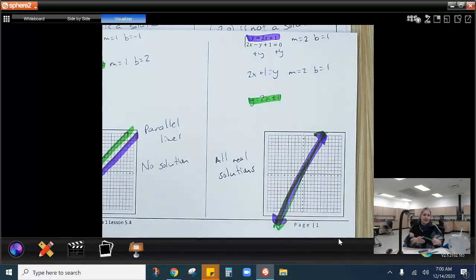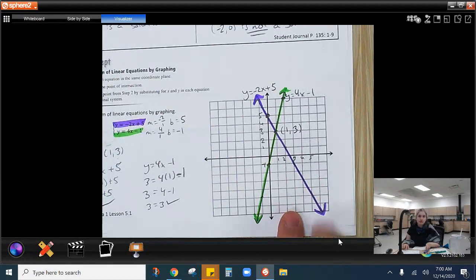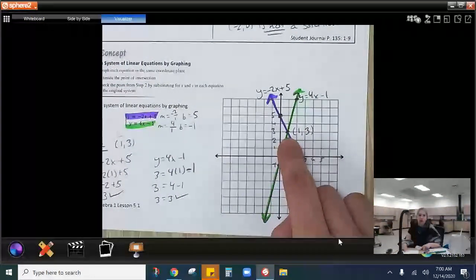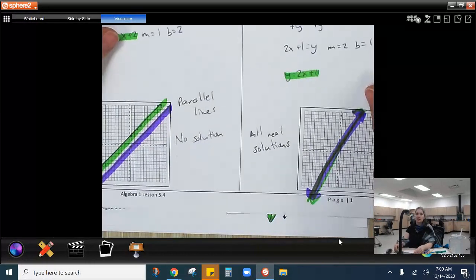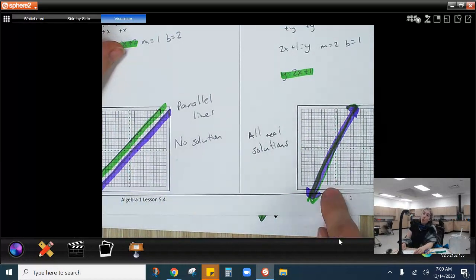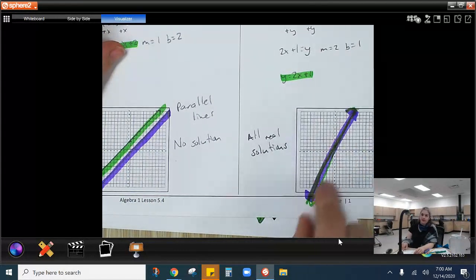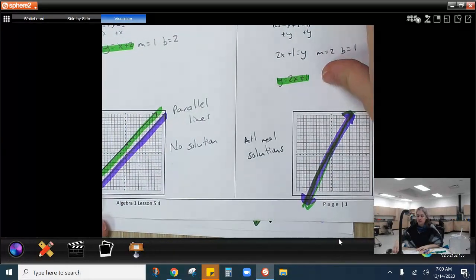So I would say 9 out of 10 times you get something that looks like this. They cross, they touch there, that's their solution. But occasionally you get things that look like this, where they don't touch at all because they're parallel, or where they are exactly the same line. So, they have all solutions.